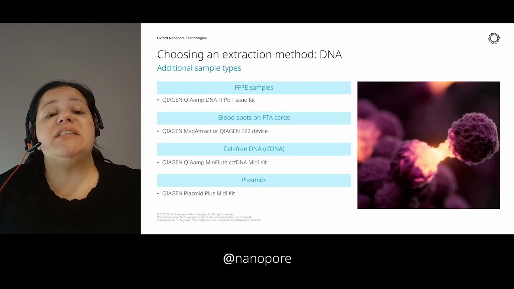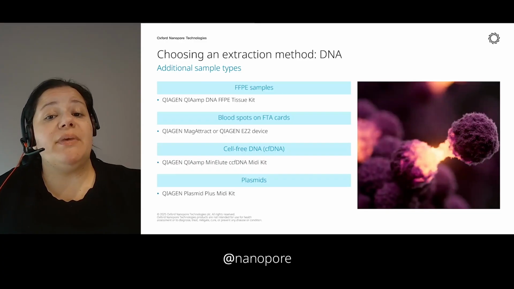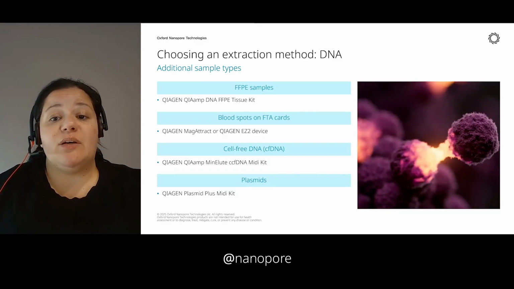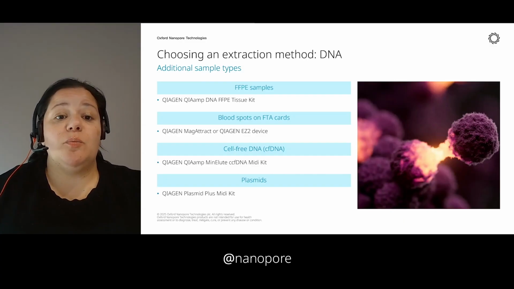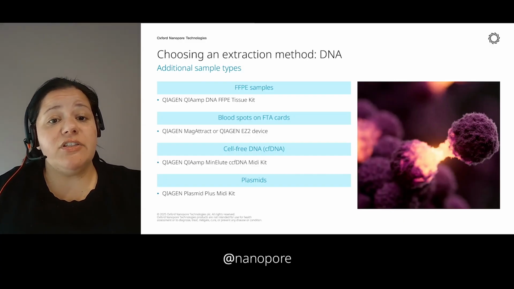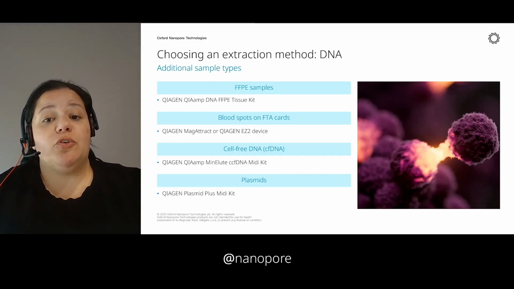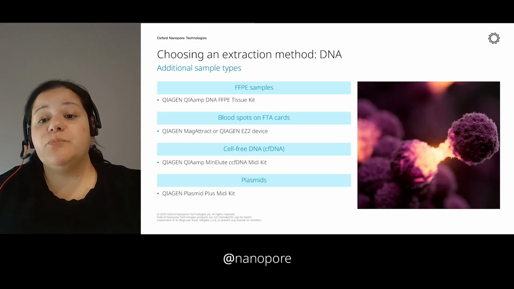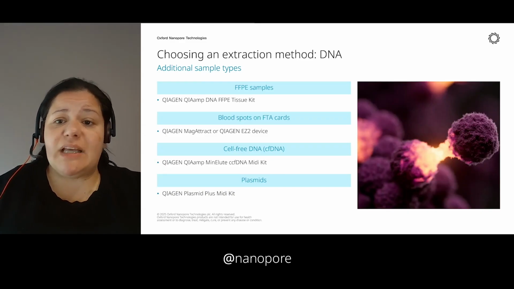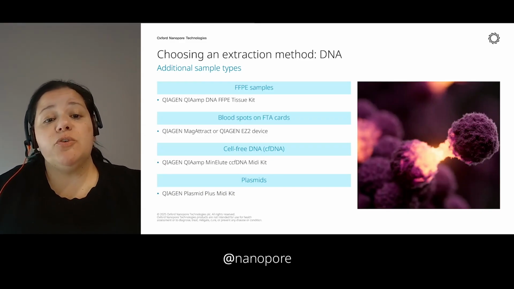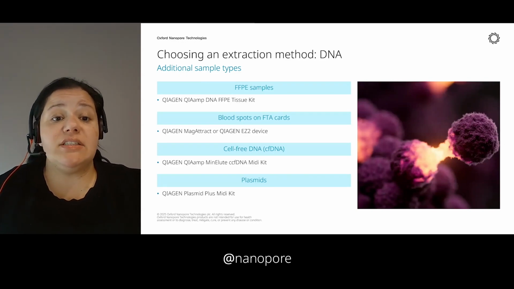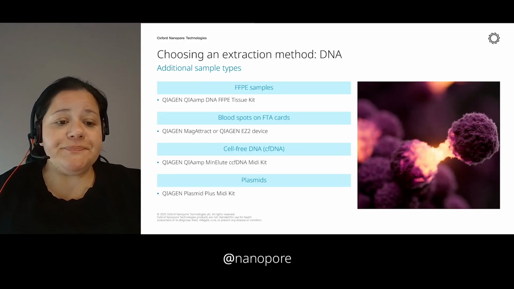Then there are some specific sample types for which we recommend specific kits. For example, for FFPE samples, cell-free DNA, plasmids, or blood spots on FTA cards, you would use a very similar protocol to what you would use for soft tissues, but with just some adaptations. Now, all of these protocols have been verified for use with Oxford Nanopore sequencing and are available on the documentation section of our website.